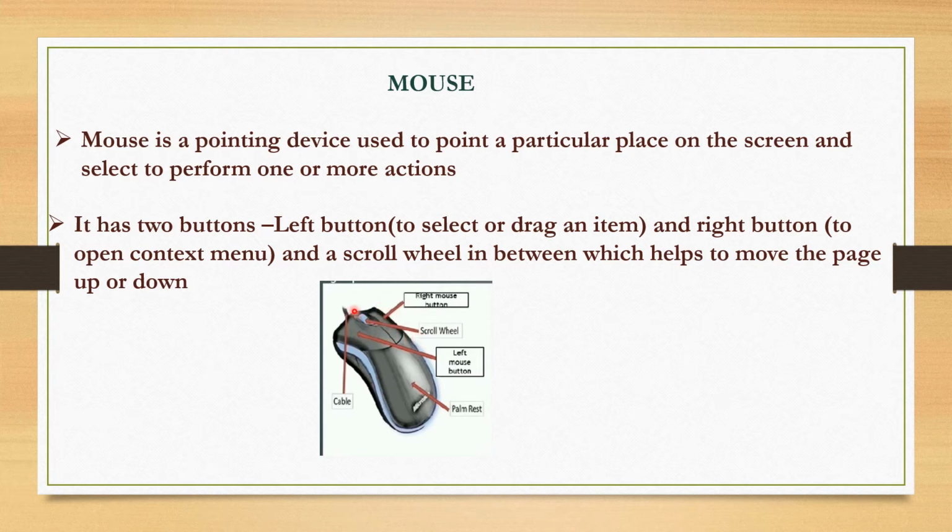In between there is one button, that is a scroll wheel, which helps us to move the page up and down. The left mouse button can be used to select an item or drag any icon from one place to another. The right mouse button, when clicked, opens a context menu. For example, there is an MS Word icon on your screen. You right click on the icon, it shows you all the properties related to that, or it shows options like open and many other options.